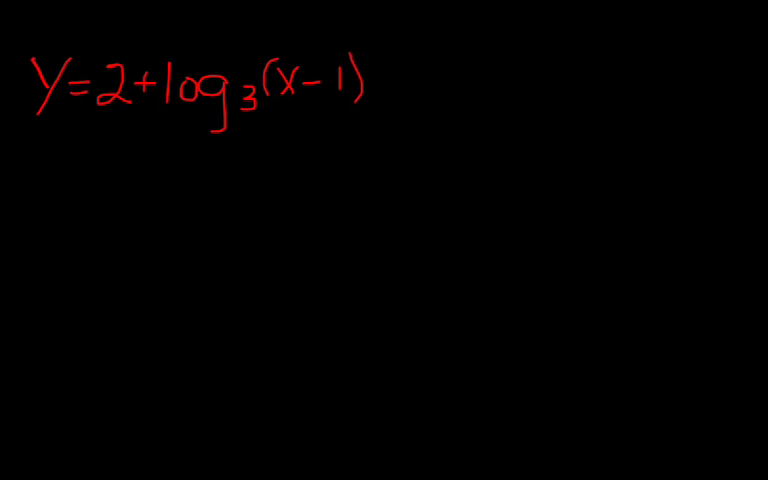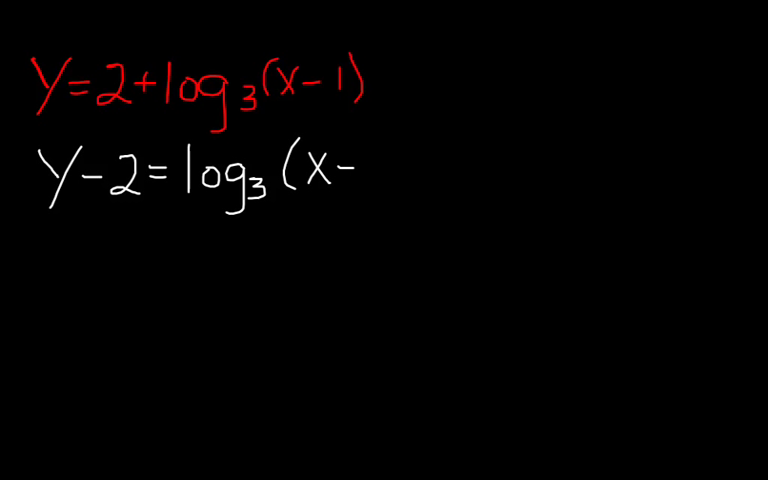Before we can really rewrite this logarithm as an exponential function, we need to isolate the log with its base and its argument. So there's a 2 in this equation that we don't need to be on the side with the log, so we're going to subtract it from both sides to get rid of it on the right side of this equation. And that will leave this. Now I have a log base 3 and an argument of x minus 1. So now I'm ready to rewrite this in exponential form.